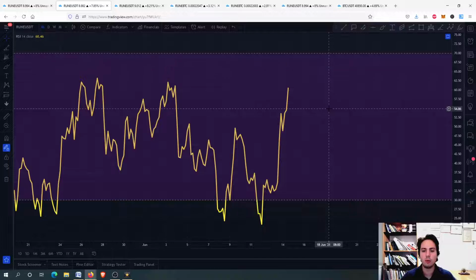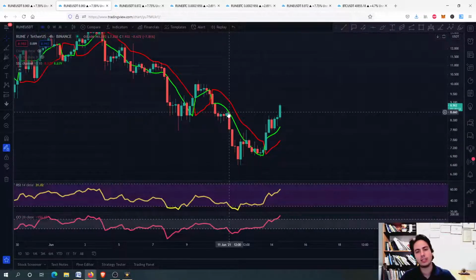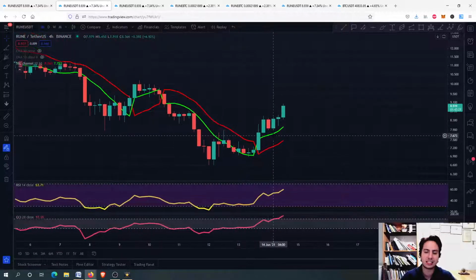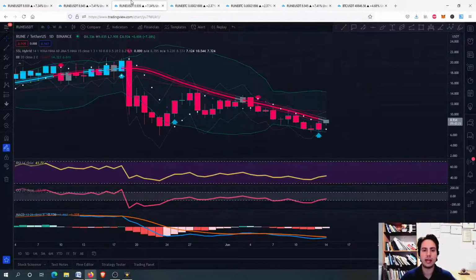Now we are moving forward, guys. We are having this huge pump up. We broke the 8.6 resistance level. We are actually good. According to the SSL channel, we are having a buying opportunity. The green line is above the red line. So let's go to Rune against USDT, guys.